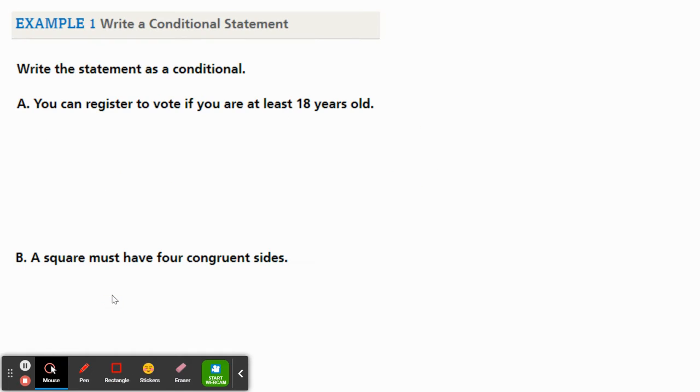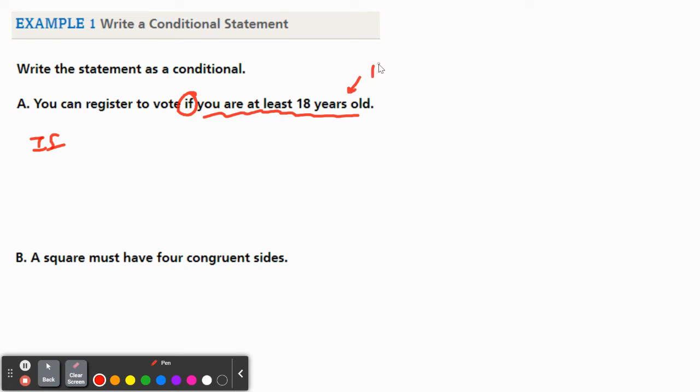So again, a lot of basic background stuff right now. We're just learning here. It says write the statement as a conditional. When it says conditional, it means write it as an if-then statement. It says you can register to vote if you are at least 18 years old. This word if gives us a starting point. So instead of putting if in the middle, we're going to put if first. If, and then this phrase right here is going to be our hypothesis. It's going to follow the word if.